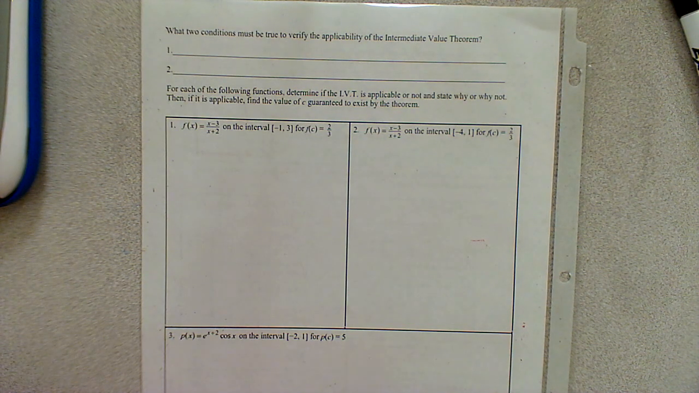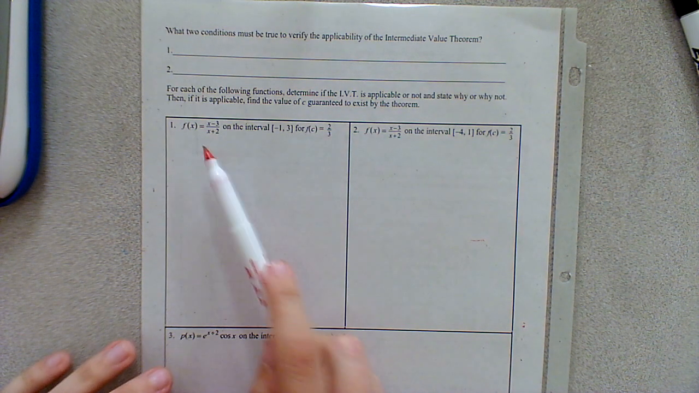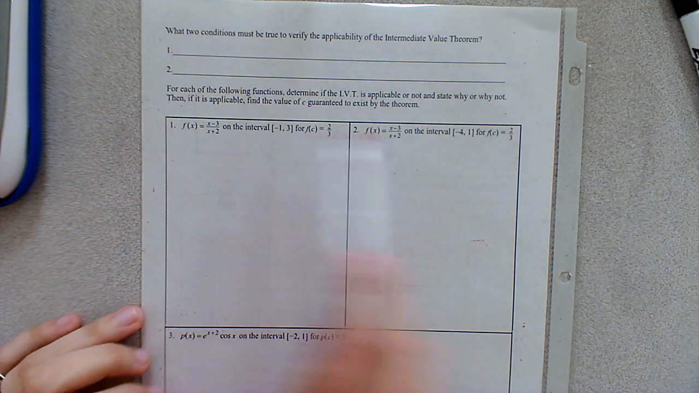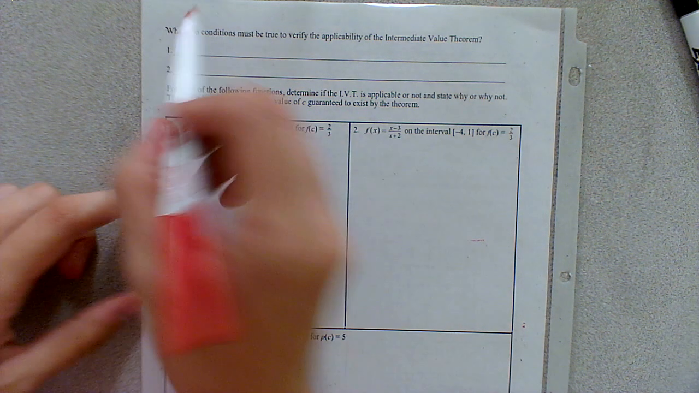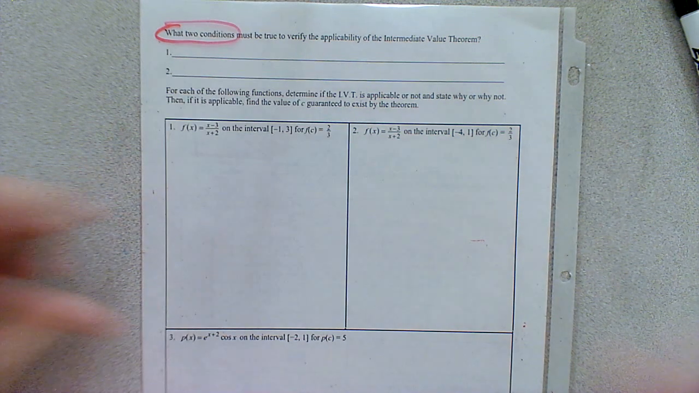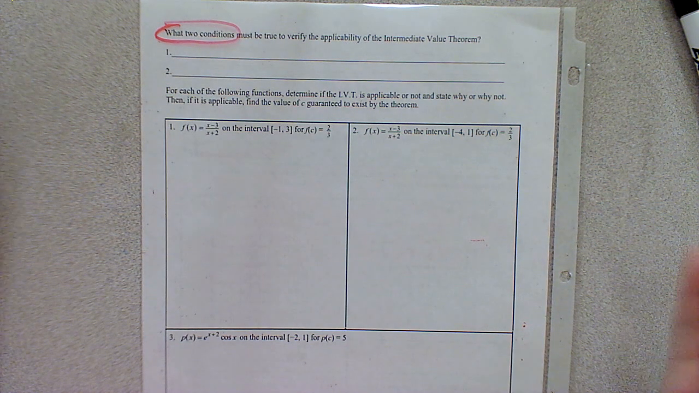So let's go ahead and use the intermediate value theorem to help us apply it to some of these examples. Now, in order to use the intermediate value theorem, we have to first check two conditions. If these two things are true, then we can go ahead and try to figure out where that special spot in the interval is that would have a specific y value. So we have to check these two conditions.